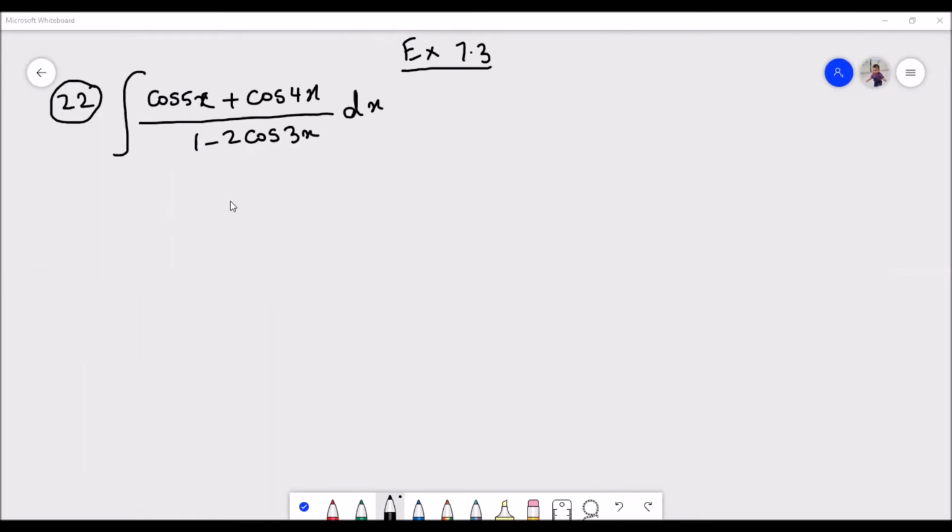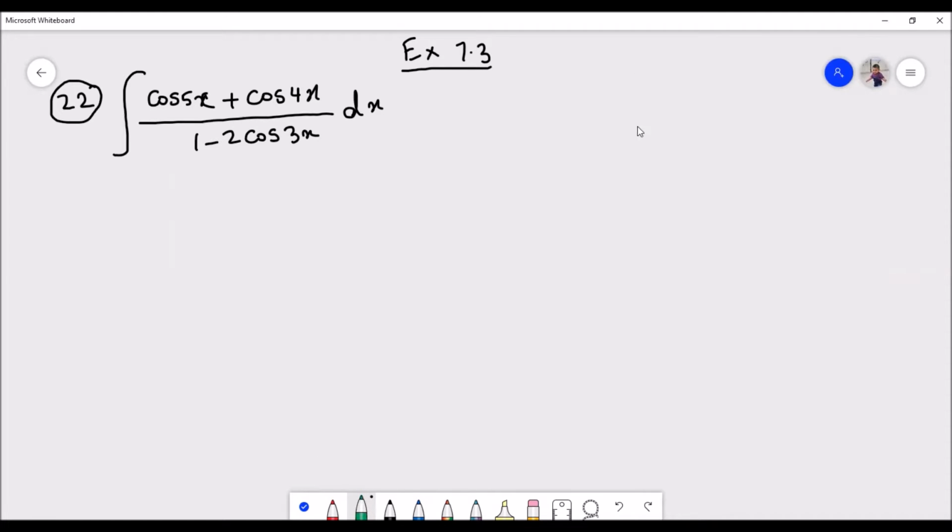Now, let us solve problem number 22 of exercise 7.3. The given question is integration of (cos 5x plus cos 4x) divided by (1 minus 2 cos 3x) dx. First, we have to recollect all the trigonometric formulae.